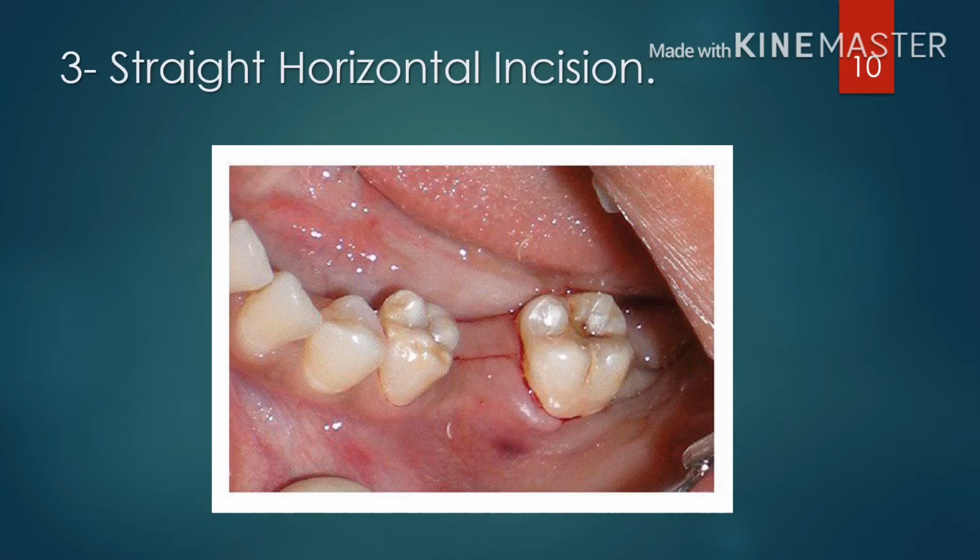Number 3 here is the straight horizontal incision. It's also a very simple incision of the edentulous ridge, mostly used for implants or removing of an impacted tooth.